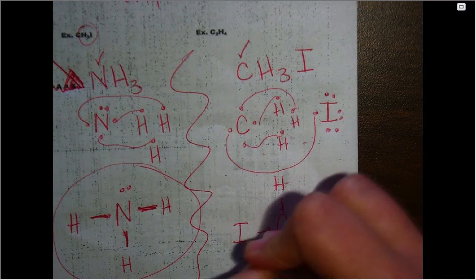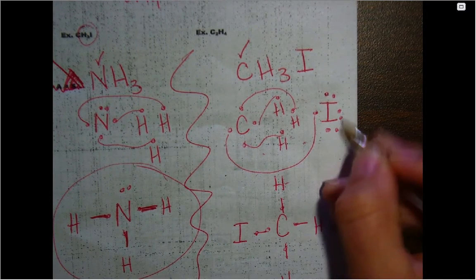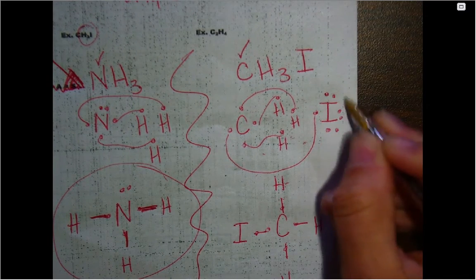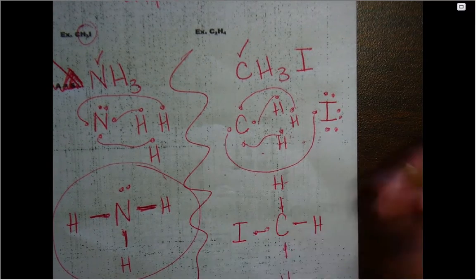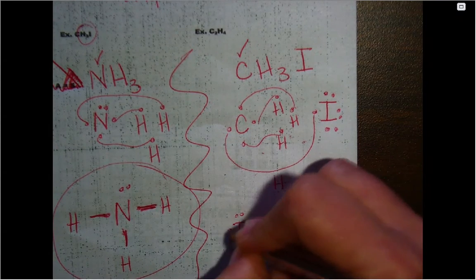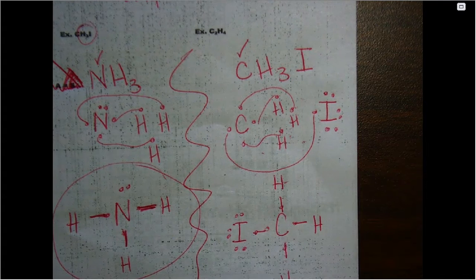I, on the other hand, had that single dot, but then they had these 6 extra dots. Do you guys see that? You got to add them to the image. So we're going to say 1, 2, 3, 4, 5, 6. And now it's done. Okay, checking on the octet.